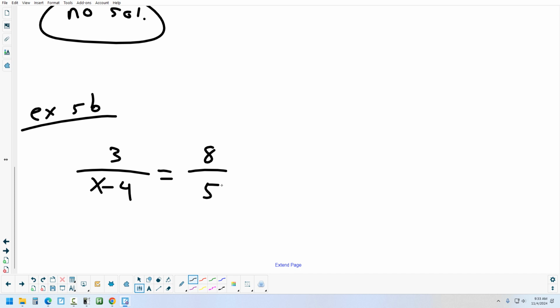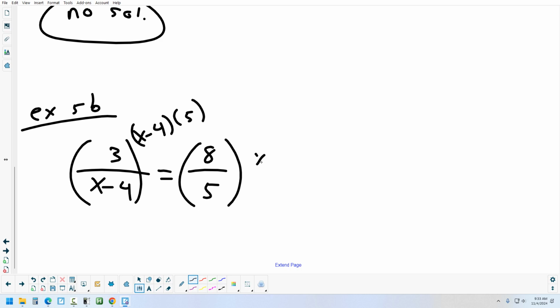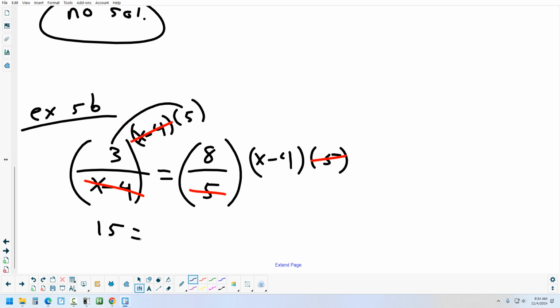So multiply everything by x minus 4 and 5. You just have less fractions to deal with, so it's going to be a quicker problem. What would cancel in the first one? X minus 4. And in the second one? 5 and 5. On the left side, you're left with 3 times 5, 15. And on the right side, 8 times x is 8x.